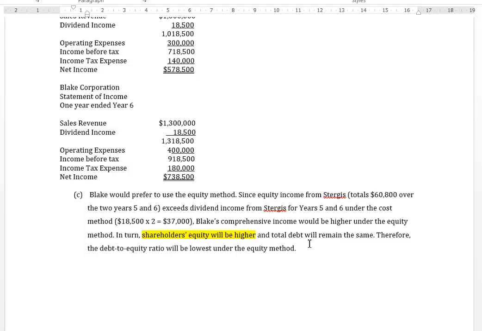Total debt, whether you use the cost or the equity method, that wouldn't matter. It's not changing your debt. So under both scenarios, your debt would remain constant. But because your shareholders' equity would be higher under the equity method, what does that mean? It means that your debt to equity ratio would be lower under the equity method.